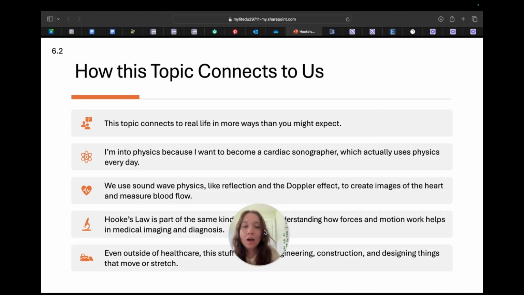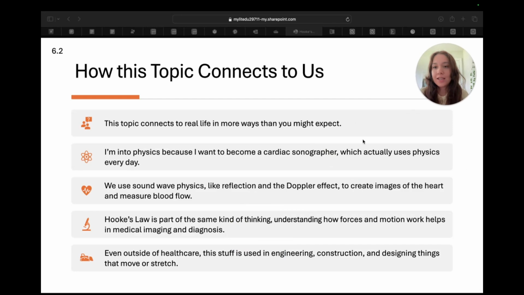So how does this topic connect to us? This topic connects to real life in more ways than you might expect. I'm into physics because I want to become a cardiac sonographer, which actually uses physics every day. We use sound wave physics like reflection and the Doppler effect to create images of the heart and measure blood flow. Hooke's law is part of the same kind of thinking. Understanding how forces in motion work helps in medical imaging and diagnosis. Even outside of healthcare, this stuff is used in engineering, construction, and designing things that move or stretch.